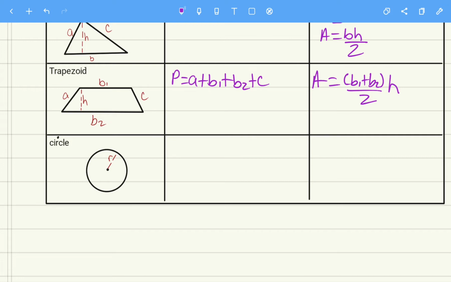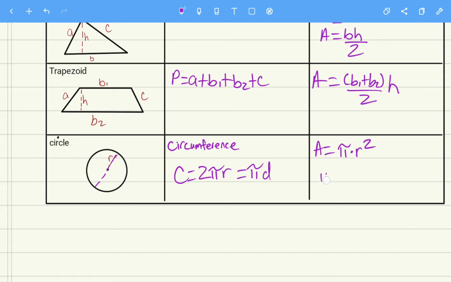And last but not least, we have our circle. Now with the circle, we also call the perimeter the circumference. The circumference of the circle is 2 times pi times the radius. Radius is the length of half the circle. You might also see it as pi times the diameter, where diameter is the full width of the circle. Now, the area of a circle is pi times the radius squared. And if you forgot, pi is equal to 3.14.